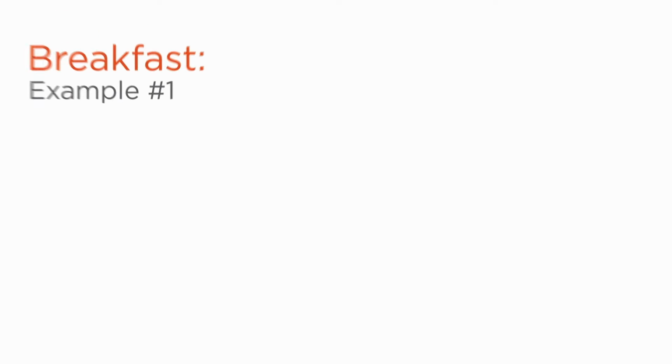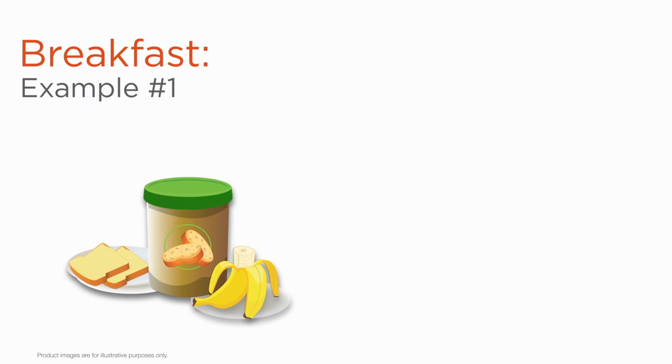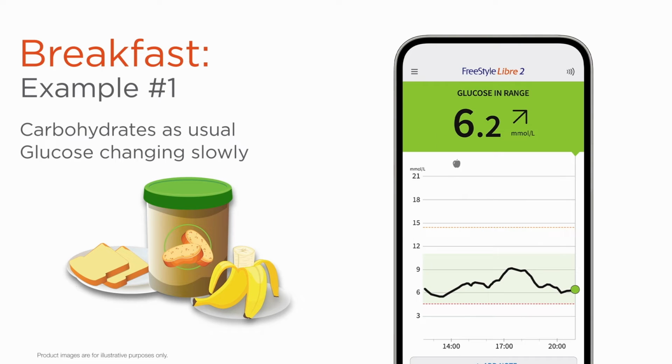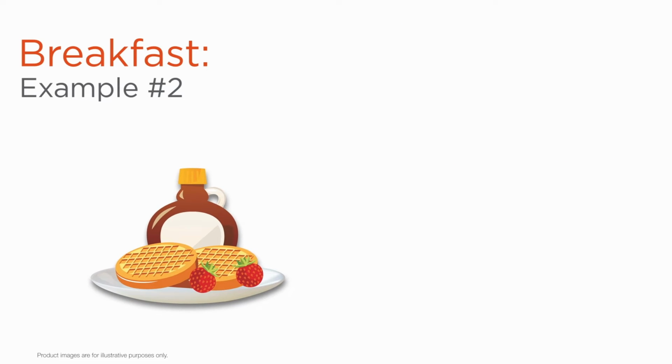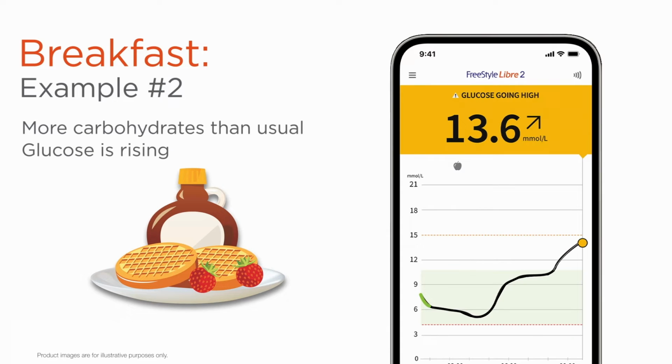Let's say your usual breakfast is 2 slices of toast with peanut butter and a half a banana. This is what your scan or view could look like after breakfast. Your glucose is 6.2 and remaining steady. Maybe you were craving waffles instead, so you had 2 waffles with strawberries and syrup, containing more carbohydrate than usual. Later, you scan or view, and you see your glucose is rising.